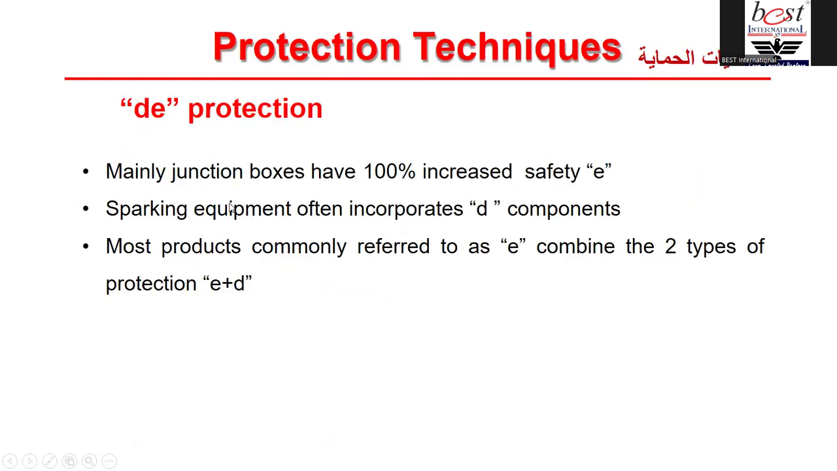D is also a good protection, mainly for junction boxes. 100% increased safety; sparking equipment may be d. Most products commonly refer to e, combining the two types of protection, e plus d. And your procurement department, your quality and safety department must be knowledgeable to help the company buy the right set of equipment with the right quality marks or certifications.